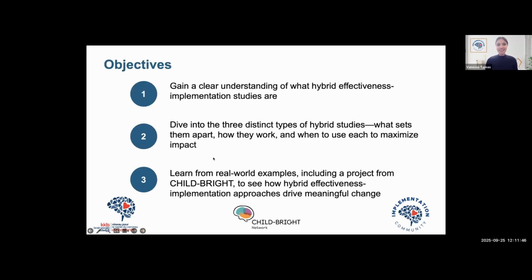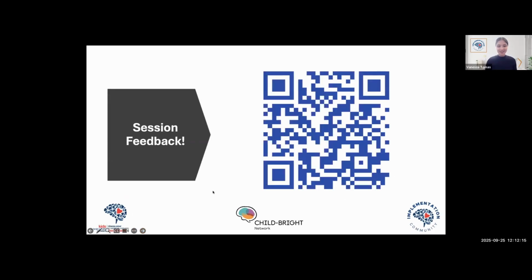And our objectives for today's session, through our three presenters, are first to gain a clear understanding of what hybrid effectiveness implementation studies are, to dive into three distinct types of hybrid studies, what sets them apart, how they work, and when to use each one to maximize impact, and then to learn from real-world examples, including a project from Child Bright, to see how hybrid effectiveness implementation approaches drive meaningful change. So very exciting stuff today.